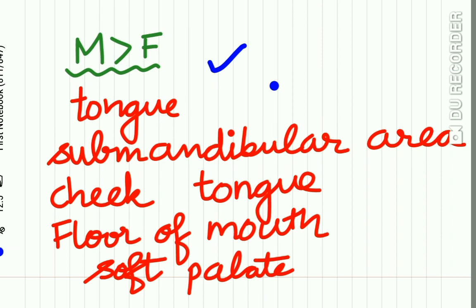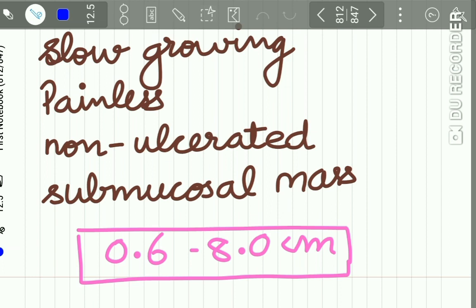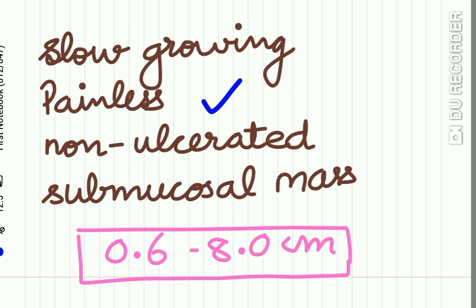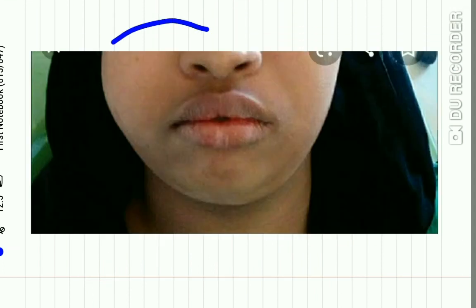The most common intraoral sites which are affected are the tongue, submandibular area, cheek, then the floor of mouth, soft palate, but the tongue is most commonly involved. Liposarcoma is a slow-growing lesion, and it is painless, non-ulcerated, and appears as a submucosal mass of size 0.6 to 8 cm. Now here you can see the clinical picture of liposarcoma involving the cheek.